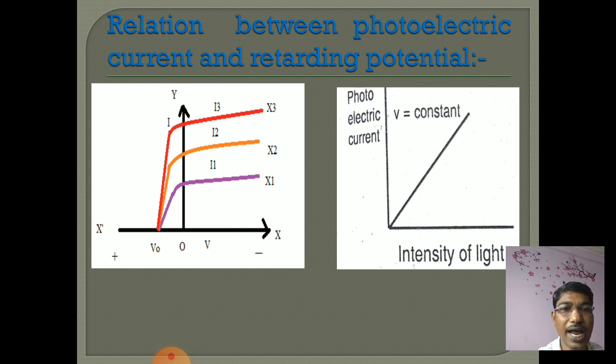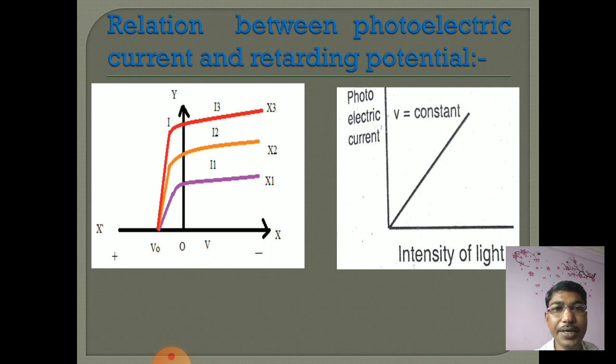I have to draw the graph between current and applied potential. If the plate P is positive, there is no problem, but if the plate P is negative, the electrons are opposed by plate P. As this negative potential of plate P increases, what happens? The current flowing through the circuit becomes zero at a certain negative potential. That potential is called the stopping potential.